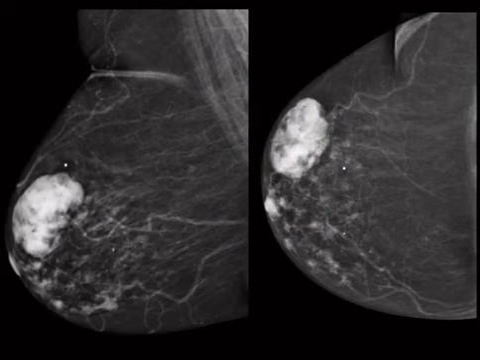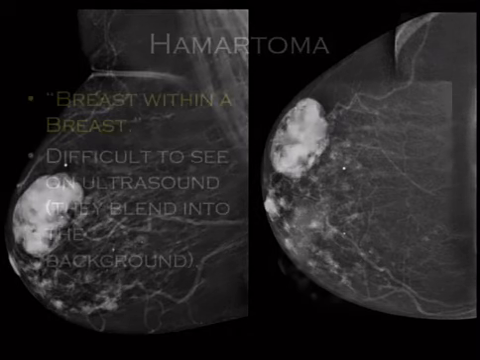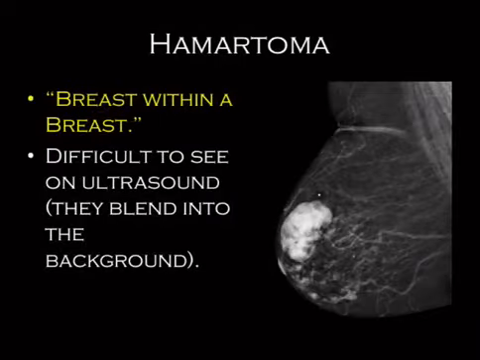Next case is we've got CC and MLO views, and we've got an equal density mass that has areas of fat density. Notice I didn't say low density, I said fat density, almost as if it was a breast within a breast, and that's a buzzword. So this is a hamartoma. That's what a hamartoma looks like.